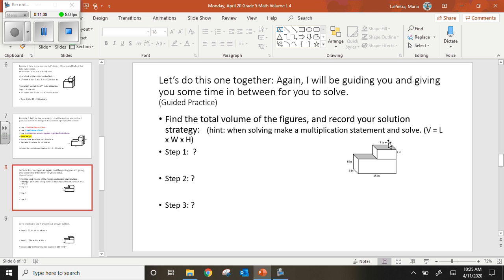So you've got 7 for your length, your width that I just showed you down here, and your height is just from this line here going up. Okay, go ahead and multiply those for step two. I'll give you a little time to do that.